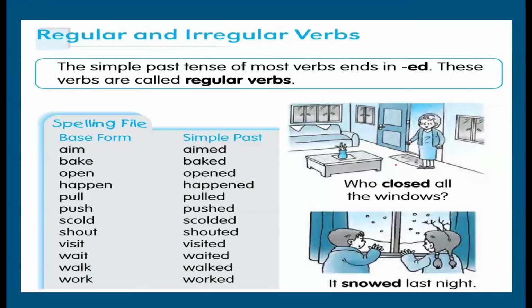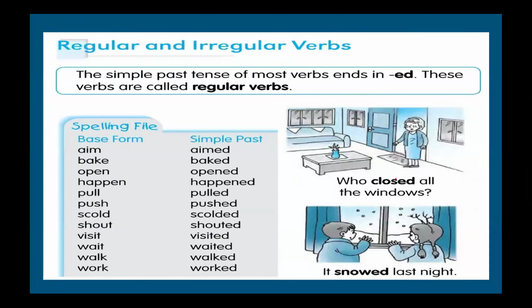Now coming to our regular and irregular verbs. Tell me what are regular verbs? The verbs which end with ed. Very good. And the verbs that don't end with ed? They are called irregular verbs. Very good. The verbs that are ending with ed: aimed, begged, opened, happened, shouted, walked, worked. So all these are your regular verbs.